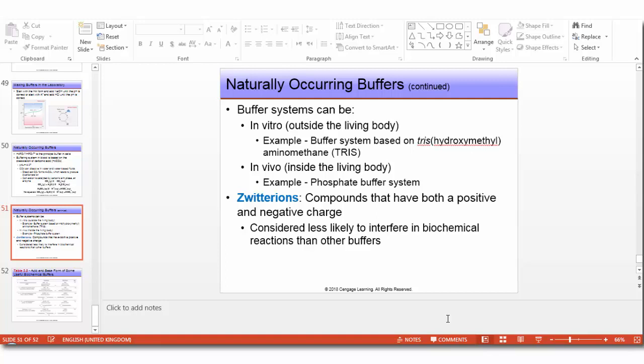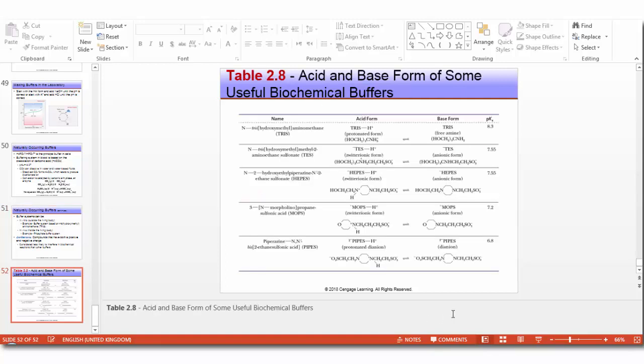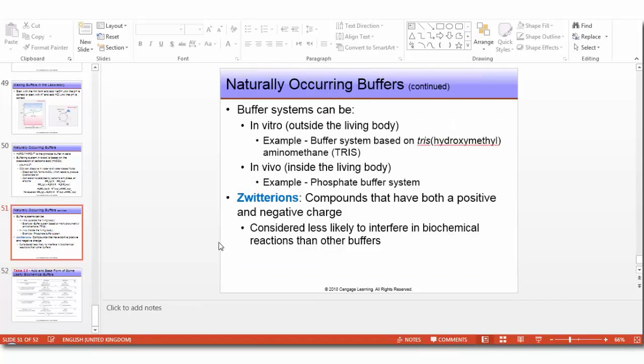So again, to summarize, the buffer system can be either in vitro or in vivo. In vitro, or outside our body. For example, this table shows examples of buffers that are used in vitro, like Tris buffer, HEPES buffer, etc. Don't worry about them. And again, we have in vivo, inside our living body.